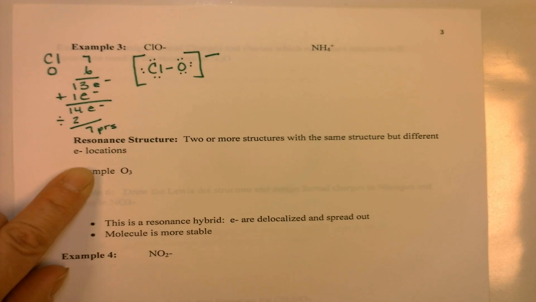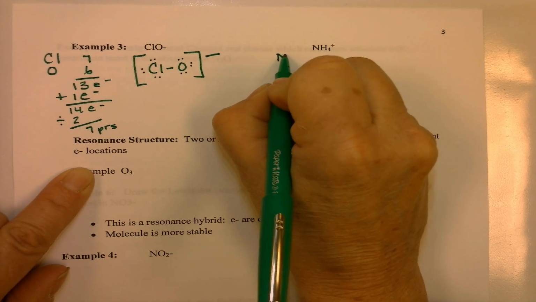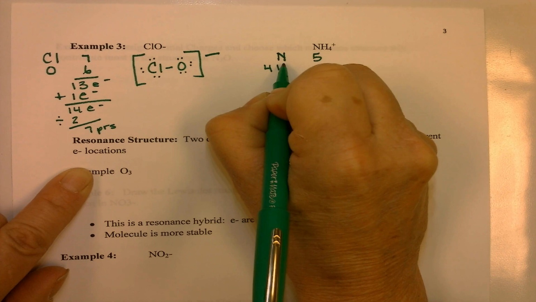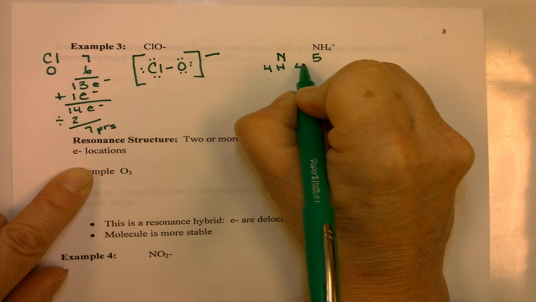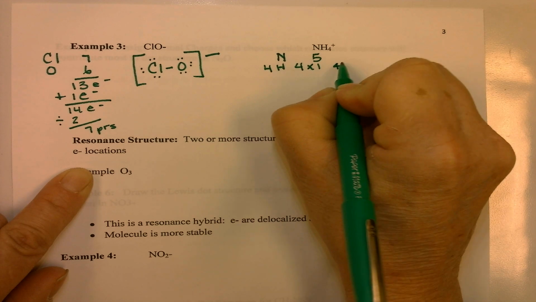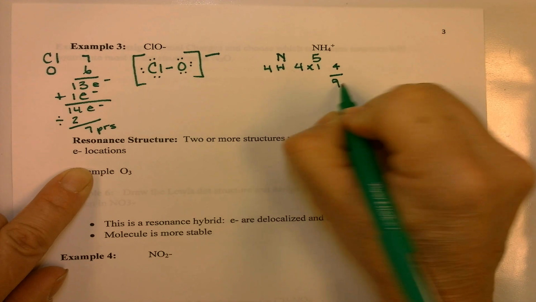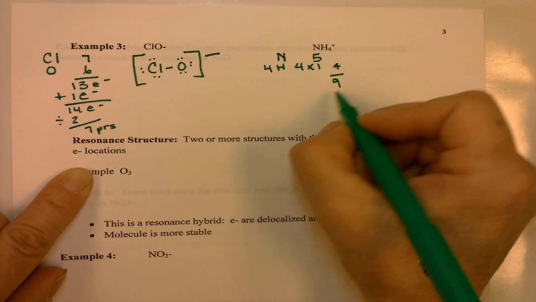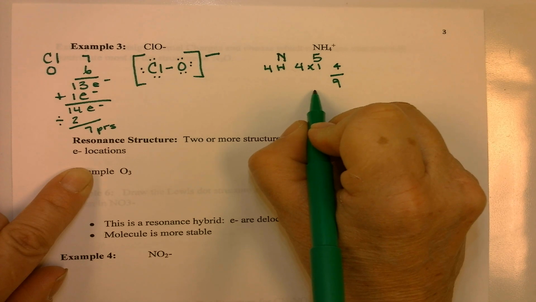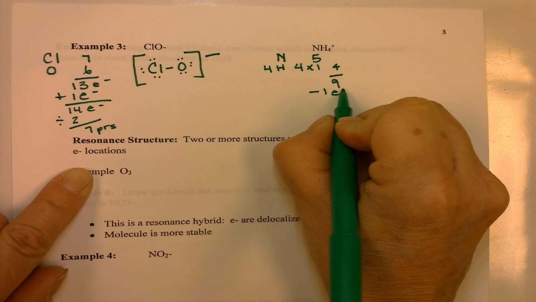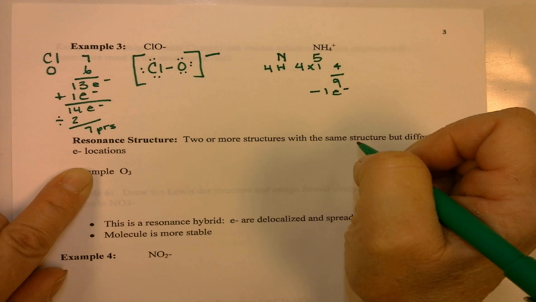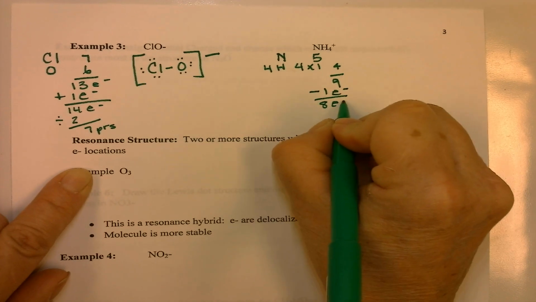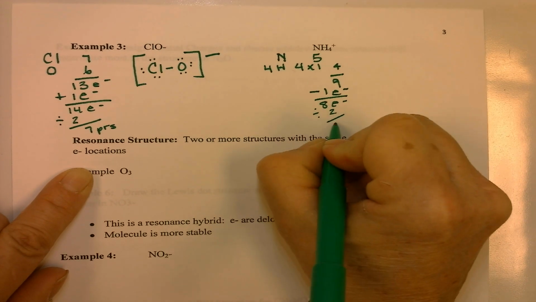Now we're going to do ammonium. Nitrogen has 5. We have 4 hydrogens, so 4 times 1 is 4. So 5 plus 4 is a total of 9 electrons. For the positive charge, we're going to subtract 1 electron. That gives us 8 electrons divided by 2, which gives us 4 pairs.